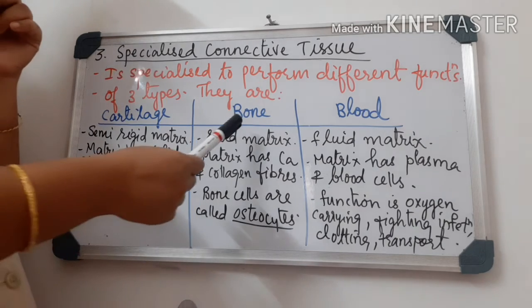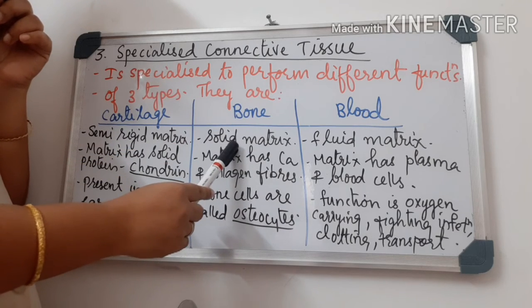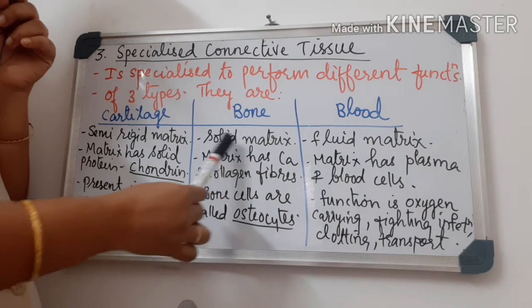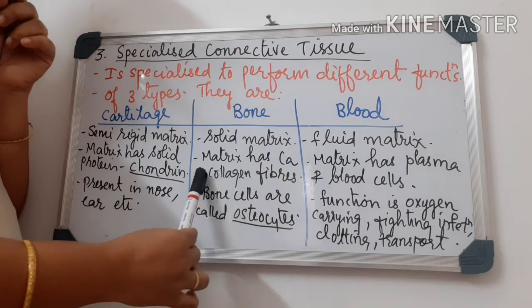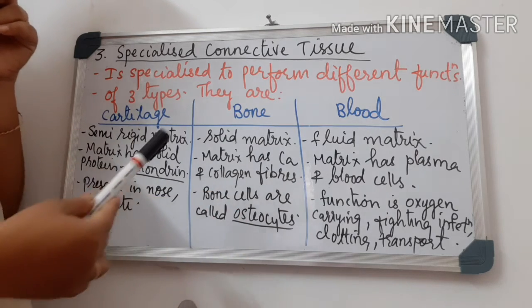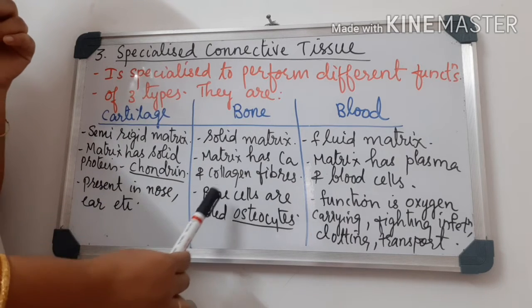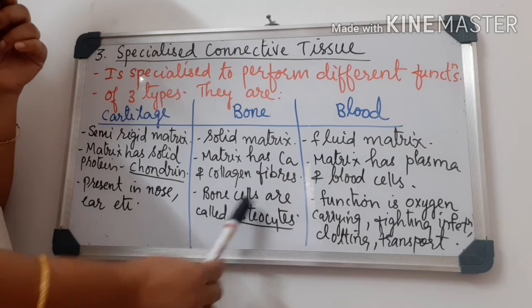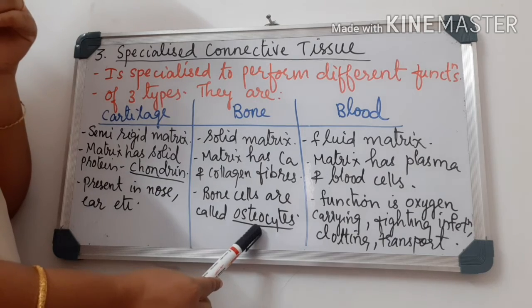Now coming to bone, it has a very solid matrix, and this solid matrix contains calcium as well as collagen fibers. The deposition of calcium is what makes the bone very hard and stiff. The bone cells are known as osteocytes.